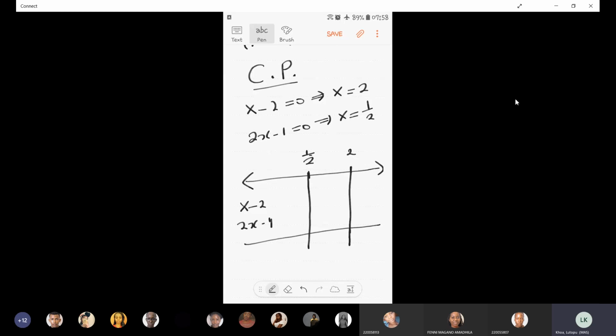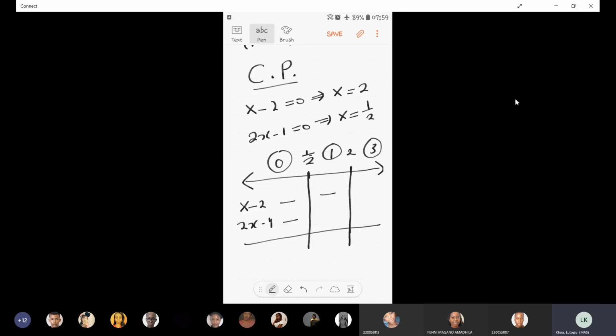Any number less than half, let's say 0. Any number between half and 2, let's say 1. And then any number greater than 2, let's say 3. Then you substitute each of them into your factors, and then you write down the sign, whether it's positive or negative. So 0 minus 2, negative. 2 times 0 minus 1, this is negative. 1 minus 2, negative.